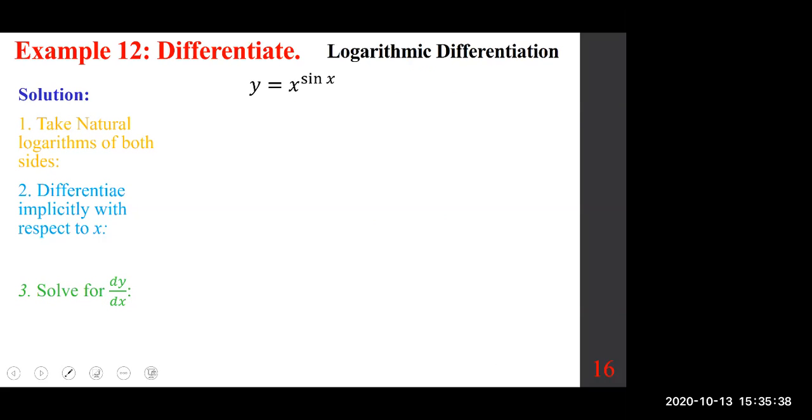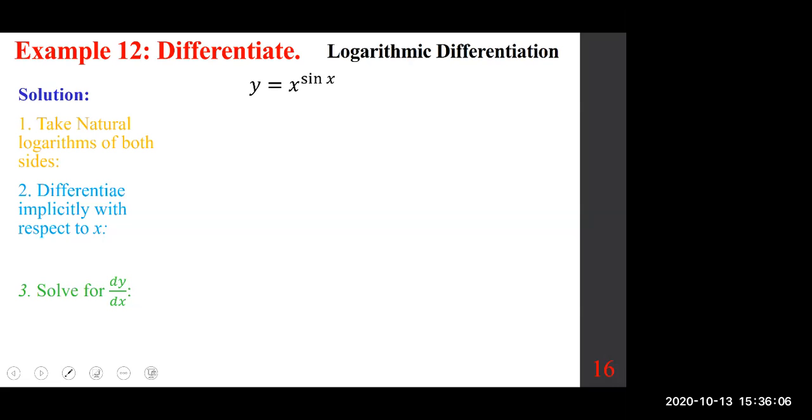Another place that logarithmic differentiation is helpful, and it's important for you to know, is when you have a function to the power of a function. You know how to differentiate a function to the power of a number, and a number to the power of a function. So what happens if both of them are functions? Then you do logarithmic differentiation.